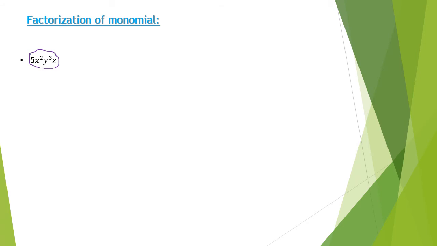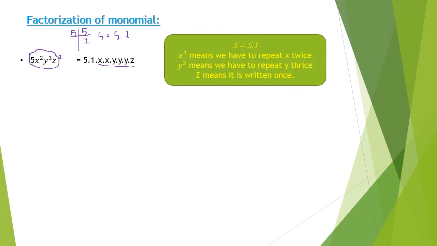Now let's factorize it. If we factorize 5 by the prime factorization process, it goes only by 5 as it is a prime number, so the factors of 5 are 5 and 1. So we can write 5 times 1. And as you can see, x has power 2, so it is repeated twice. y has power 3, so it is repeated thrice. And z has power only 1, so it is written only once. This is the factorization of our given monomial.